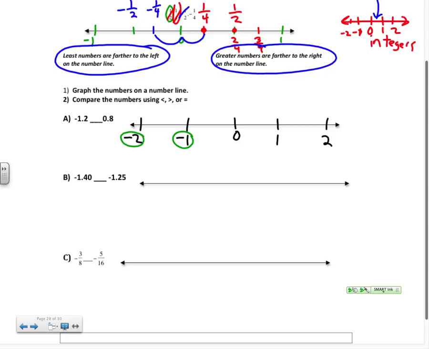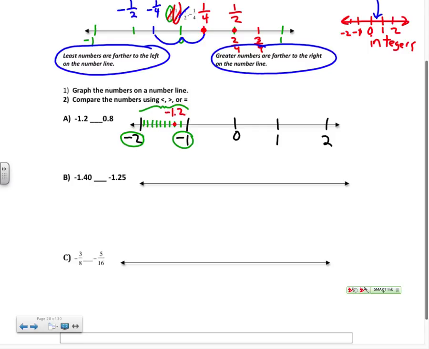If I were to split up this section of my number line right here into 10 equal sections, because it's in tenths, I'd have -1.1, -1.2, -1.3, -1.4, -1.5, and so on, -1.6, -1.7, -1.8, -1.9. So I can see from how I just split it up, -1.2 would be just about there, and then I would label it.